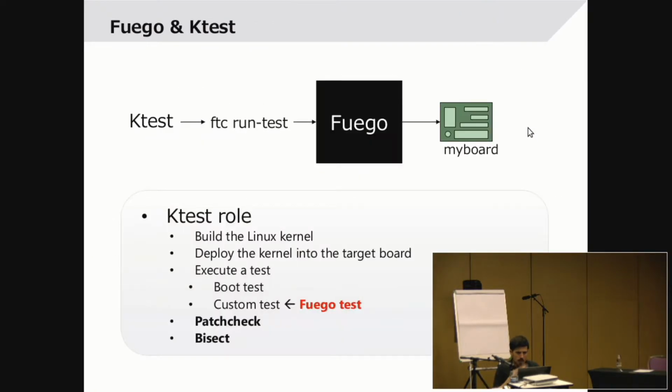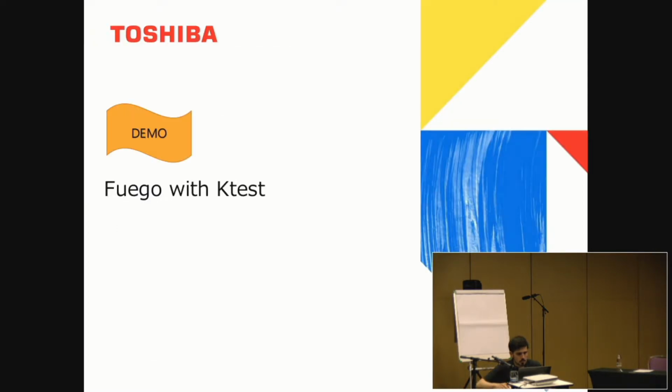Okay, the next step is KTest. KTest is a tool that allows building the Linux kernel, deploying it onto the target board, and executing a test, and this test can be custom. For example, it could be any Fuego test. For example, we can run LTP for each patch in a set of patches using patchcheck, or we can do a bisect to know when one of the LTP tests started failing. Okay, and I'm going to make a demo for that.